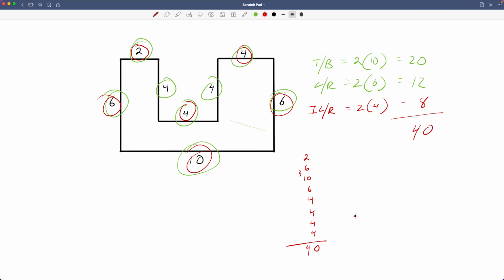Okay? Be sure before you start adding perimeter that you have found any unknown, that's the first step. Find unknown lengths first. Then do the math by adding the lengths together.